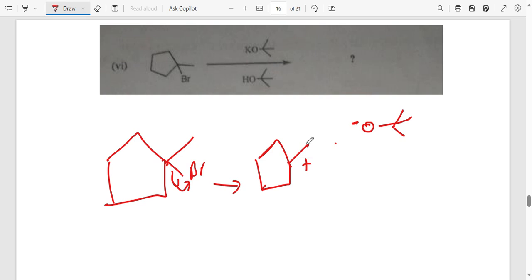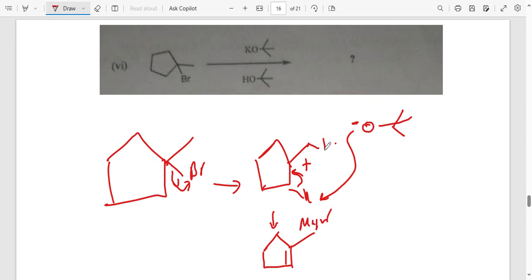Actually, the major and minor is going to be there if we grab the hydrogen here, but they are all going to be by elimination. The bond is going to break. So we're going to form a double bond here. This will be the major product.